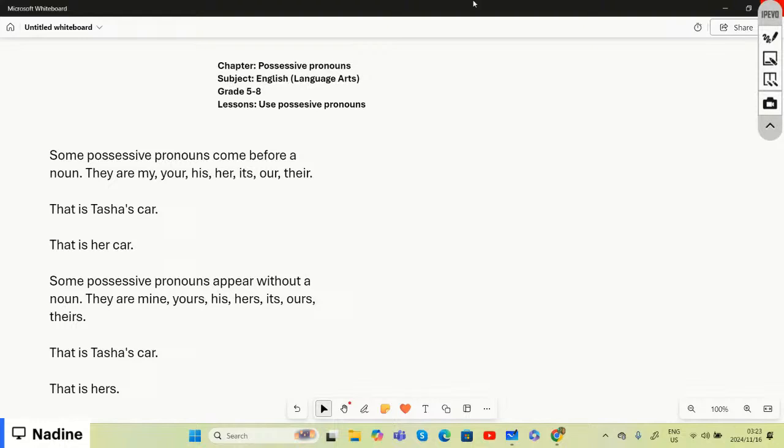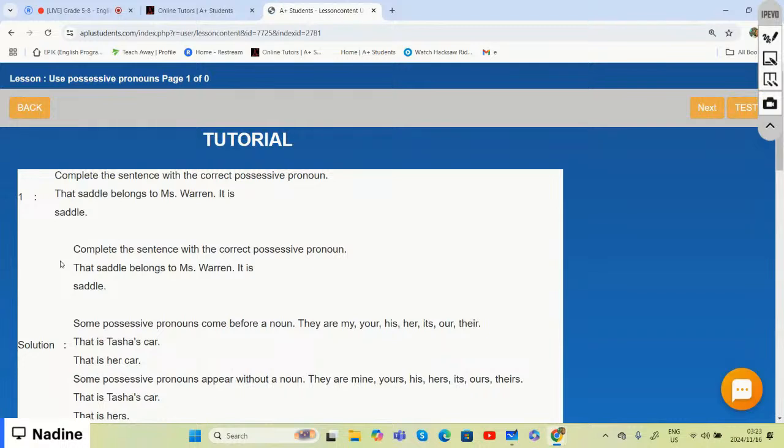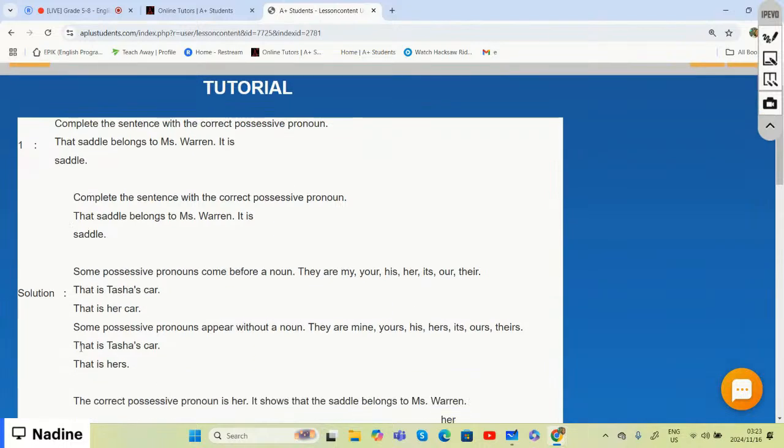All right, so now we're going to aplusstudents.ca and we're going to look at more examples of how to use possessive pronouns. And we said possessive pronouns come before a noun. For example, saying this is my, your, his, her, its. And we made an example of Tasha's car. It belongs to Tasha, right? But if we want to replace her name with a pronoun, then we say it is her car.